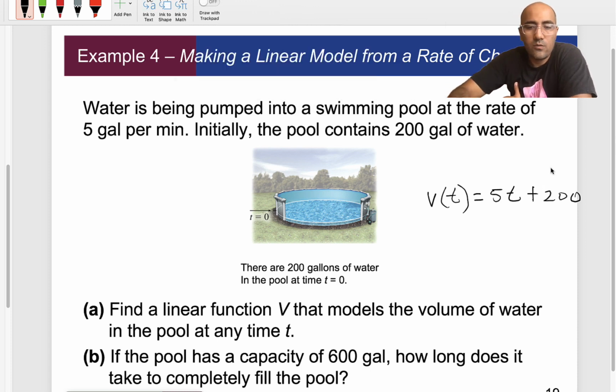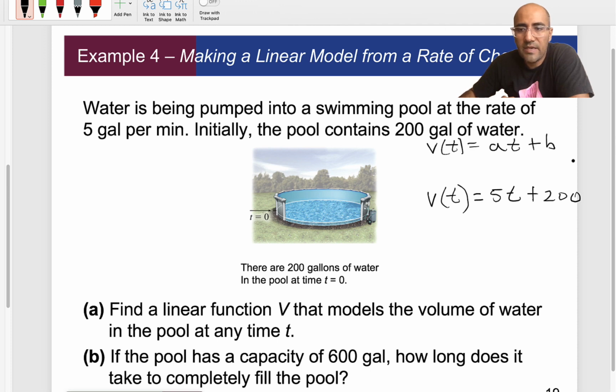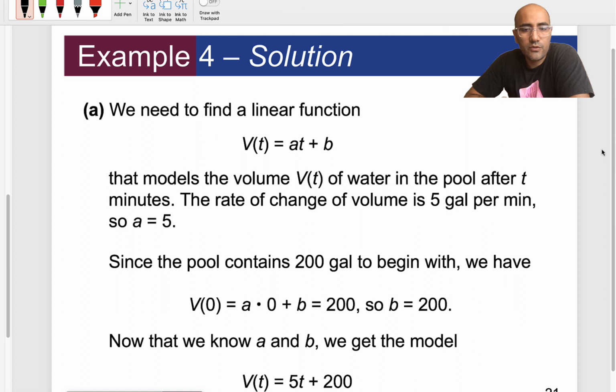But if you really wanted to put in some work to this, then you'd go back to basics and think about v of t as a general equation, which is at plus b. And you need to figure out that the value of a is 5. And from the information, figure out that the value of b equals 200. So if you wanted to put in some work, you could. Well, there's no real work in noting that the value of a is 5.